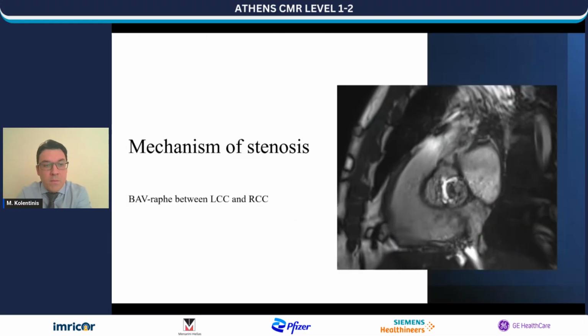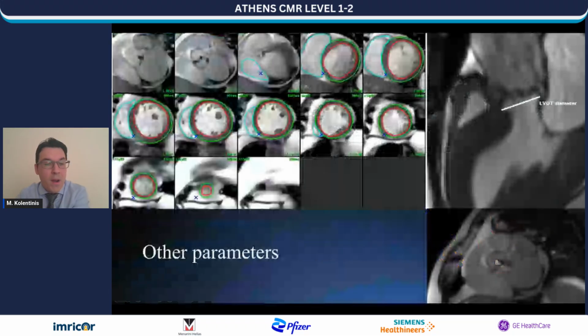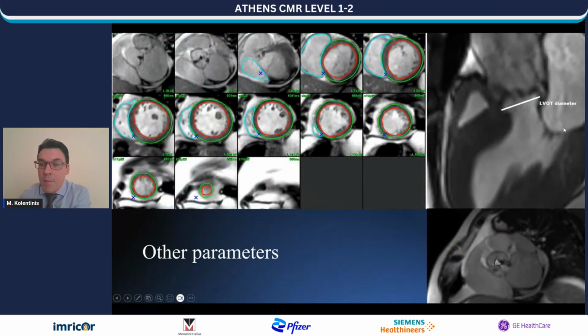And of course, the mechanism of stenosis, for example, this is a patient, the valve does not look severely calcified, but he has a bicuspid aortic valve with a raphe between the left and the right coronary cusp. And of course, fibrosis imaging with late gadolinium enhancement, native and post-contrast T1, and extracellular volume map. Other parameters, left ventricular function, LVOT diameter, and of course, as I mentioned earlier, planimetry.